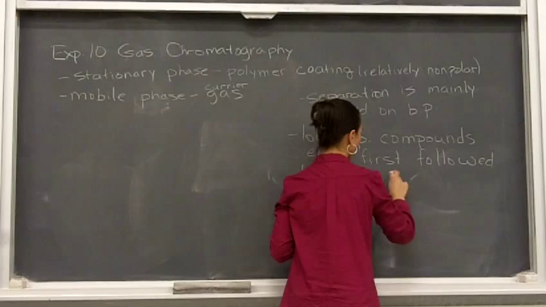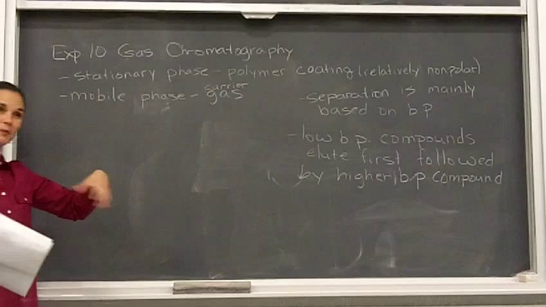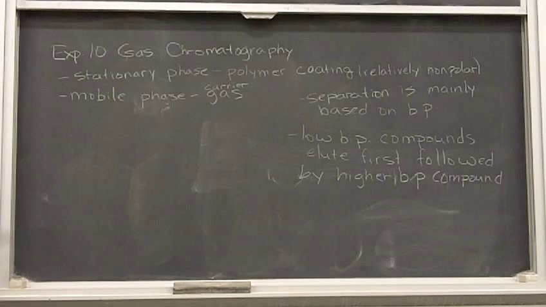And when we talk about boiling points with this technique, we are able to separate things that differ within only a couple degrees. Because our alkene mixture, we're going to be able to separate out your alkene mixture. Those alkenes are not going to differ very much by boiling point, a couple degrees, okay? And so it's a really powerful tool because of that type of separation.